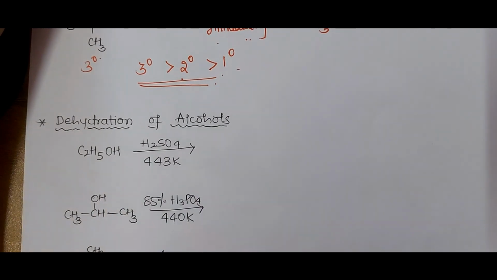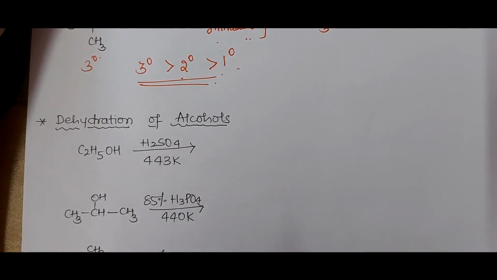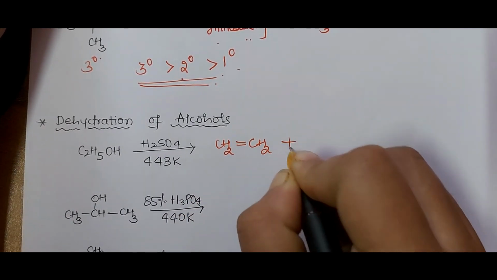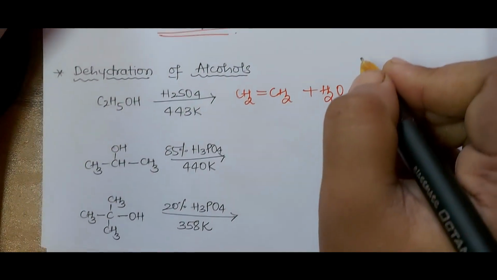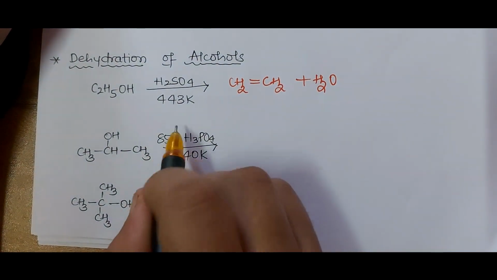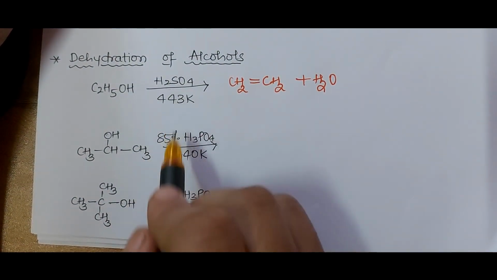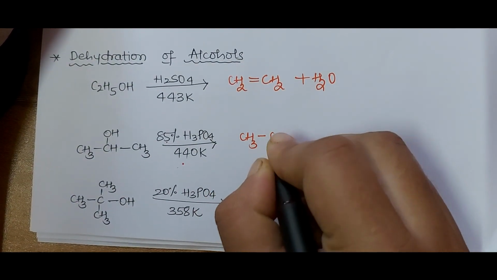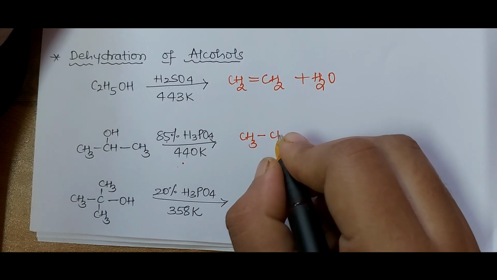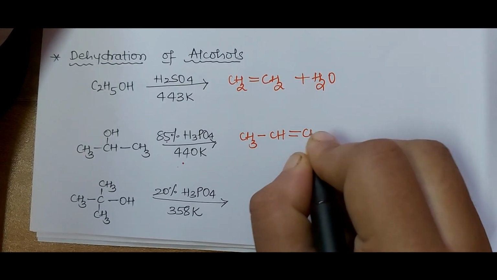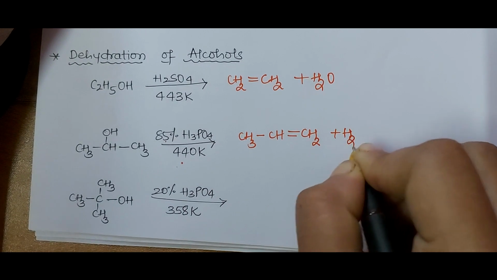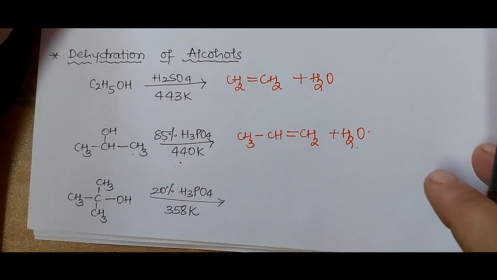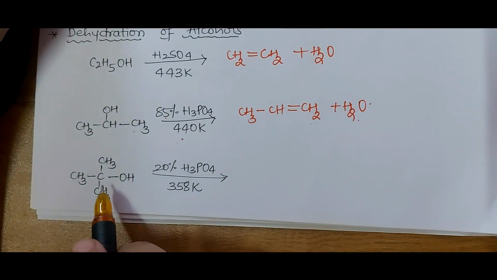Similarly, we'll consider the next reaction, that is dehydration of alcohol. When ethanol undergoes dehydration, it results in the formation of ethene plus water. But when you compare it with the secondary alcohol, we see that the percentage of acid decreases, and temperature also decreases. It's also a dehydration reaction. It results in the formation of propene, that is removal of the OH group from the alpha carbon atom and a hydrogen from the beta carbon, and the resulting product is propene, but the temperature condition decreases. Hence we say that secondary are more reactive than primary.